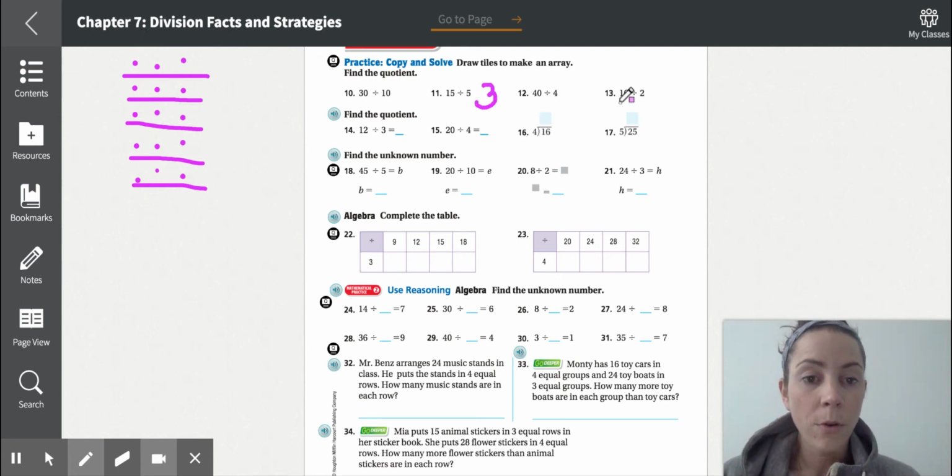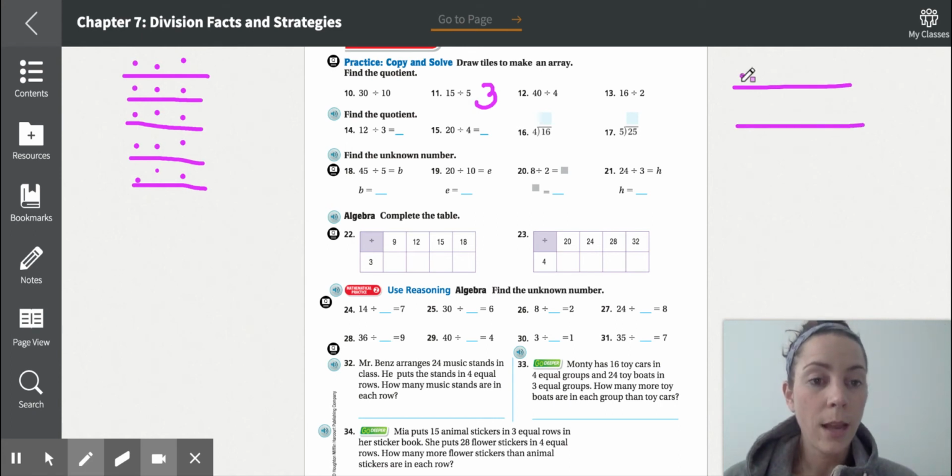And then number 13, 16 divided by 2. This one is just 2 rows. And I'm going to pass them out one at a time: 1, 2, 3, 4, 5, 6, 7, 8, 9, 10, 11, 12, 13, 14, 15, 16, and count going across: 1, 2, 3, 4, 5, 6, 7, 8. Good job if you got those.